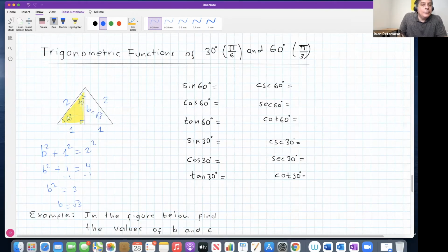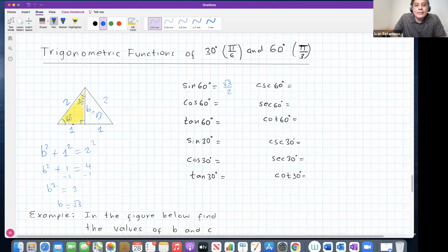Now use SOHCAHTOA, find all the trigonometric functions, right? And flipping them, you can get this other guy, right? Sine of 60, for example. Sine of 60 will be opposite, right? Square root of 3 over hypotenuse 2, right?